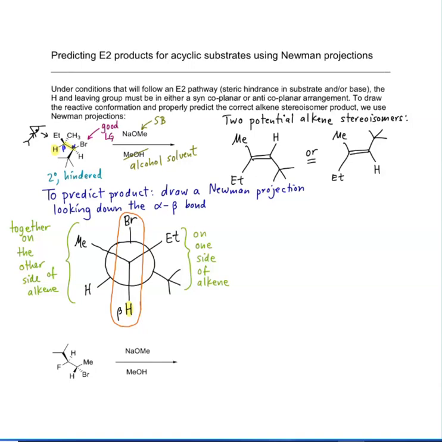Okay, so if we compare that to the structures up above, the one that has the methyl and the hydrogen on the same side of the alkene is this one. So this is the actual product, and the other one is not formed, it's not observed.